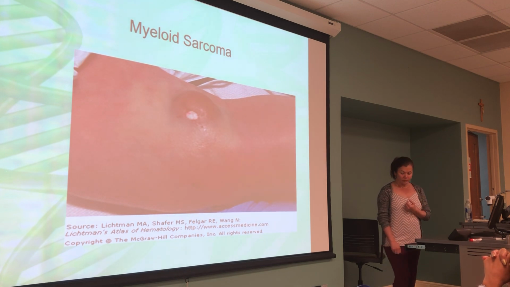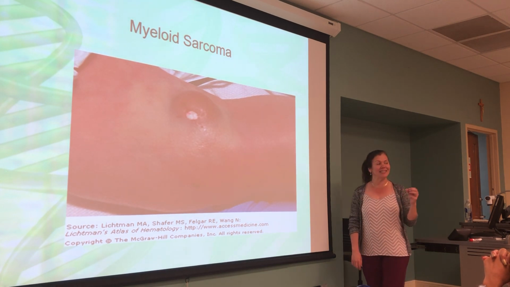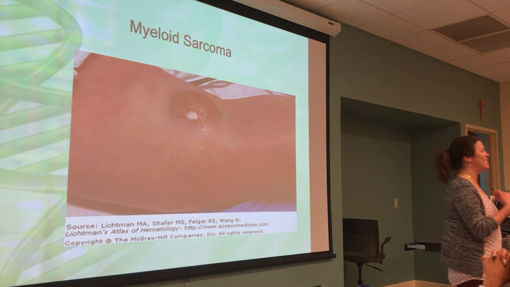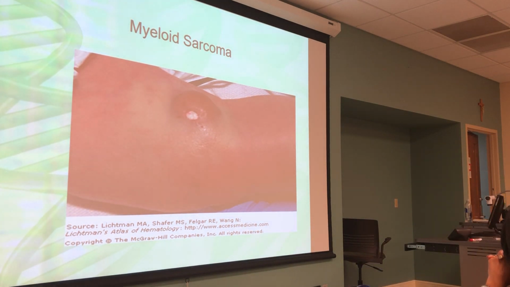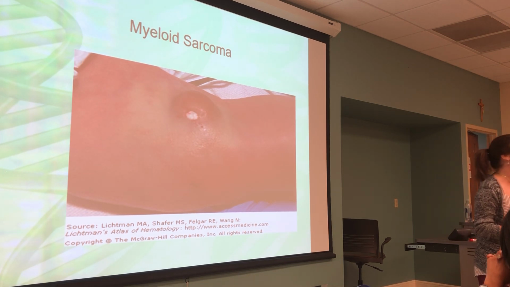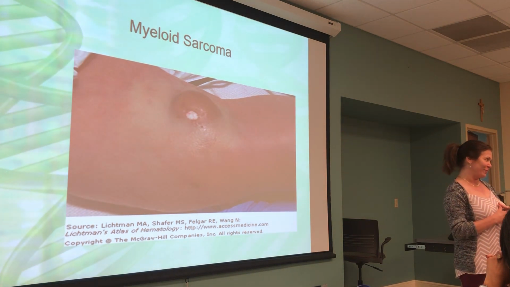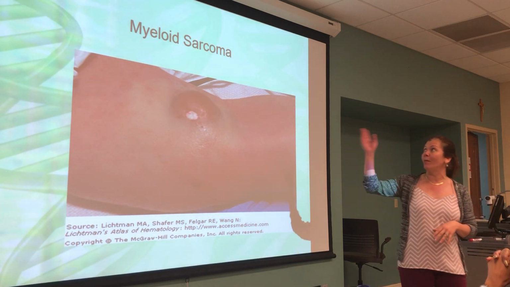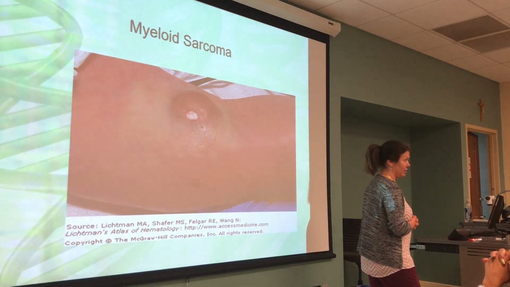Now, these clusters of immature cells not only can be stuck in the capillary, but also can be stuck at the exit of the bone marrow, producing a tumor that is called myeloid sarcoma.